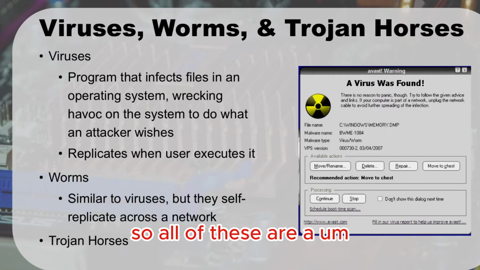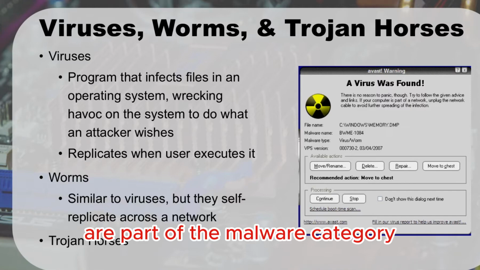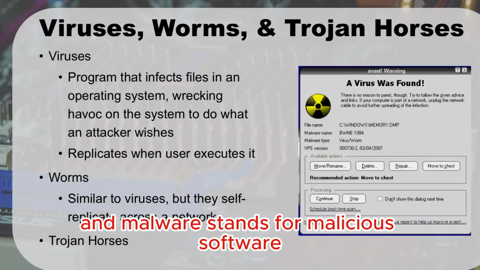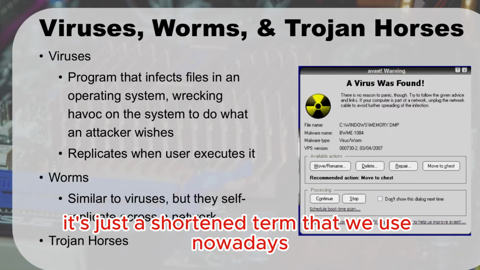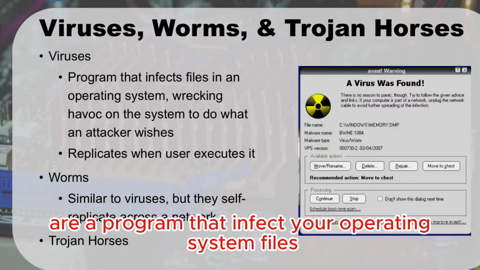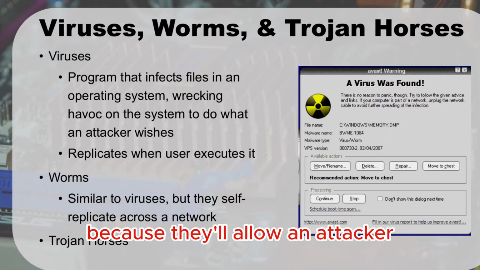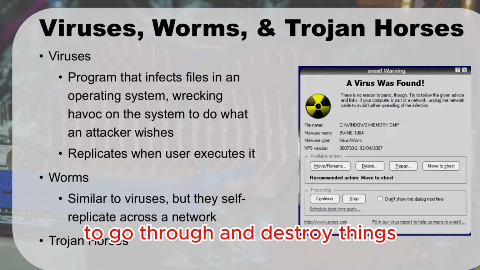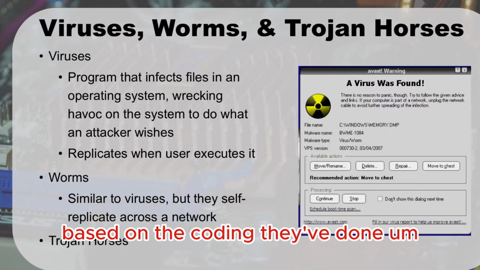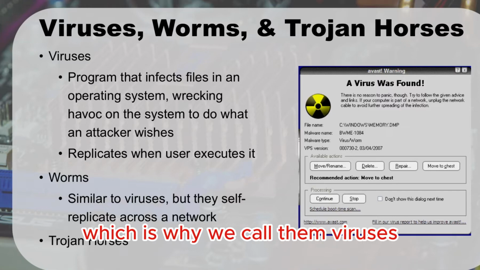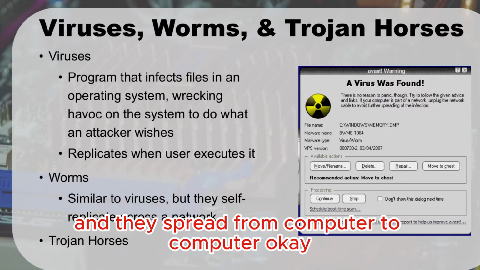Viruses, worms, and Trojan horses. So all of these are part of the malware category. And malware stands for malicious software. It's just a shortened term that we use nowadays. Viruses are a program that infect your operating system files, and they can wreak havoc on your system because they'll allow an attacker to go through and destroy things based on the coding they've done. It replicates as well, which is why we call them viruses, and they spread from computer to computer, okay?